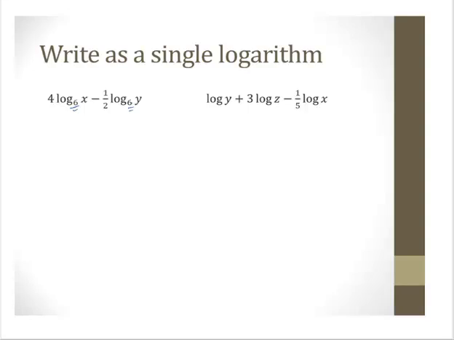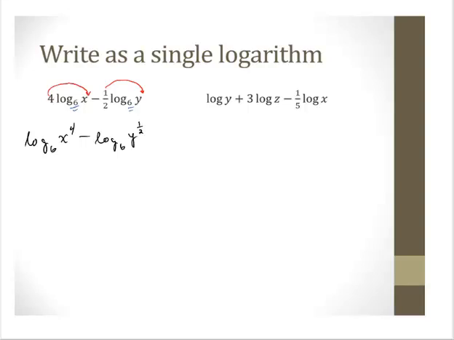First thing I'm going to do is use the power property. So here I have k times a logarithm, right? 4 times the log base 6 of x. I can take this coefficient and put it as an exponent on the x. So I have the log base 6 of x to the 4th minus the log base 6 of y to the 1/2. Right, I use the same idea here.